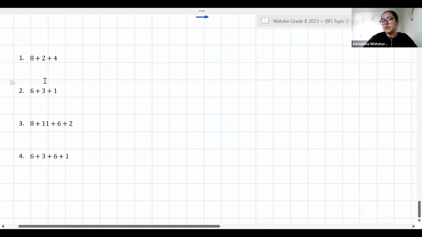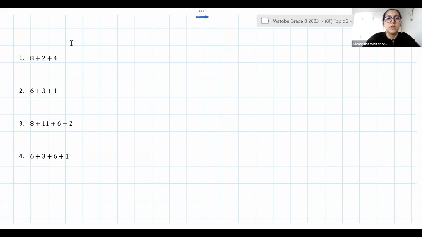Right, so for our first one, I'm hoping that we all got the answer of 14. 8 plus 2 is 10, plus 4 is 14. I'm seeing quite a few 14s come through, very nice. In our next one, again, you can add this in any order that you want. 6 plus 3 plus 1 gives us 10.